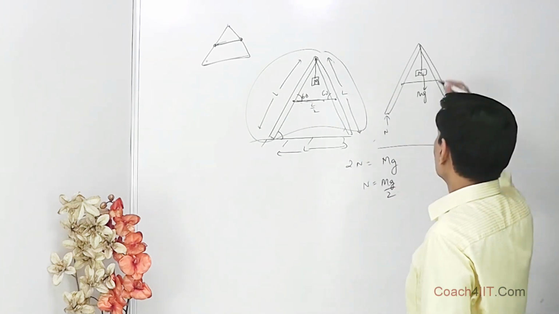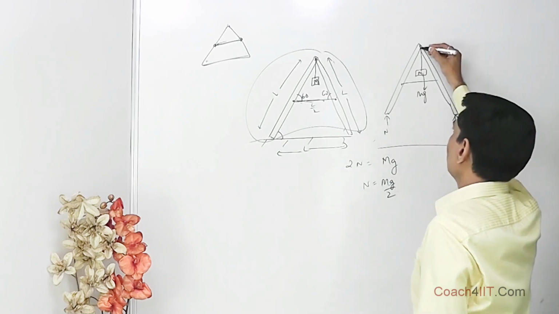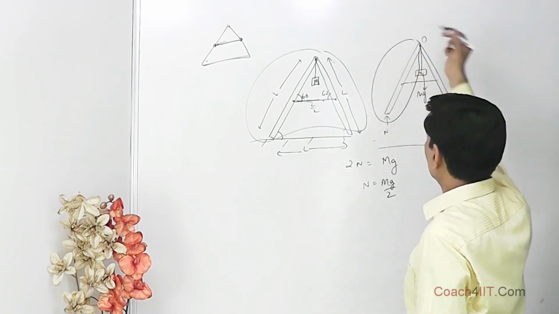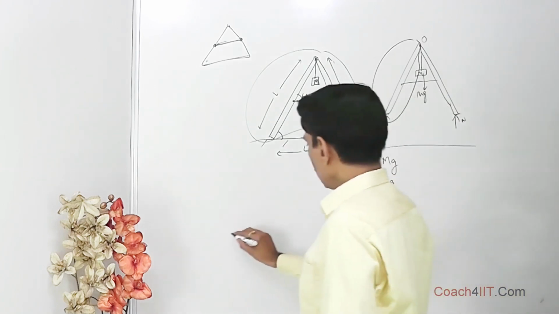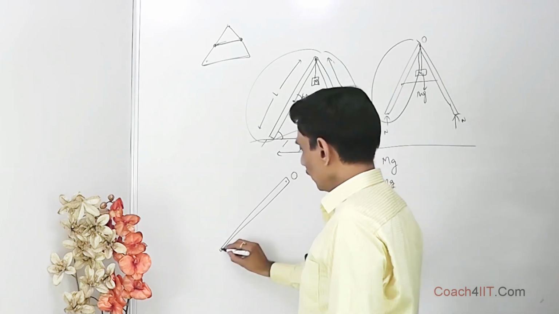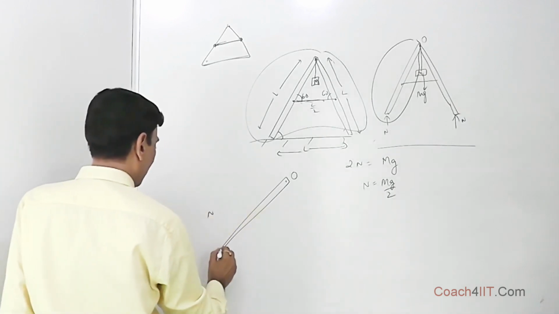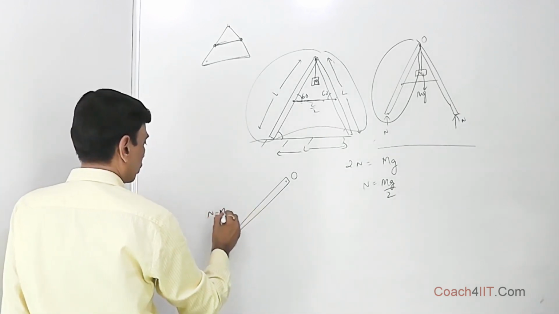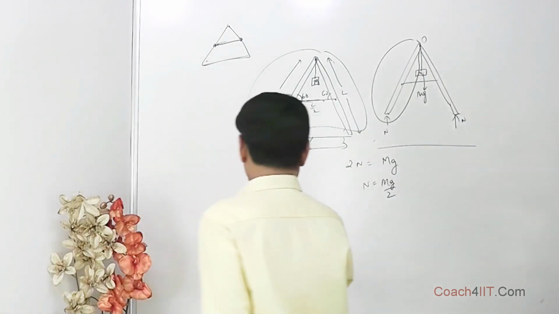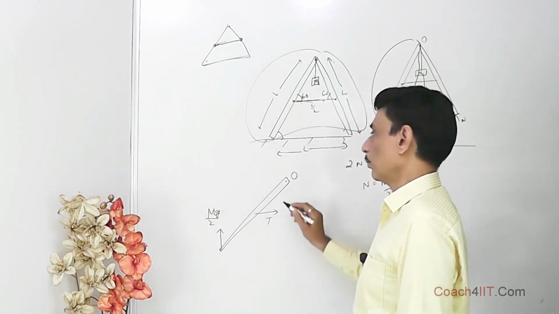Now we have a confusion over here. We don't know what is happening over here. So let's take the torques about O, and let's take this as the element. Now we are taking this point as O. Over here we have a normal reaction equal to mg by 2, so we can directly write mg by 2 as the force over here. And this way is the tension. We have a lot of confusion over here about what forces are acting.